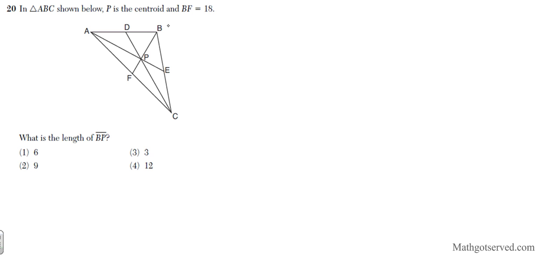So let's write down the equations. So for BF, the entire median BF, actually BP is equal to 2/3. It's 2/3 of the entire median. So 2/3 of BF. Okay. And then let's look at the next one. AP, which is the longer section of this divided segment that's broken apart by the centroid. AP is equal to 2/3 of the entire median AE.